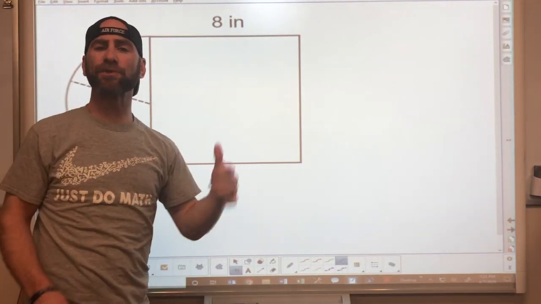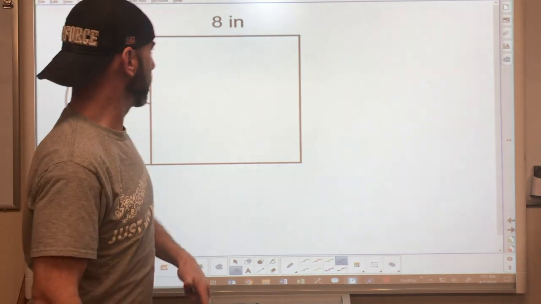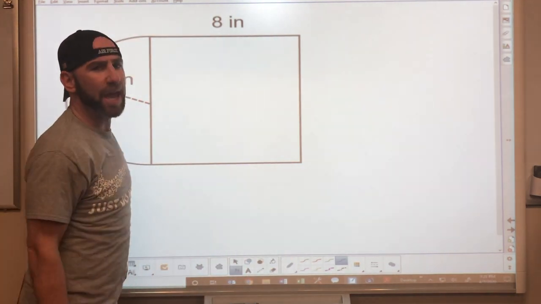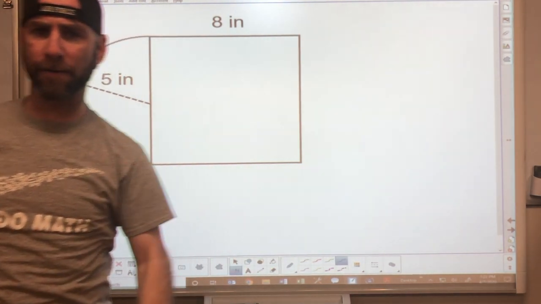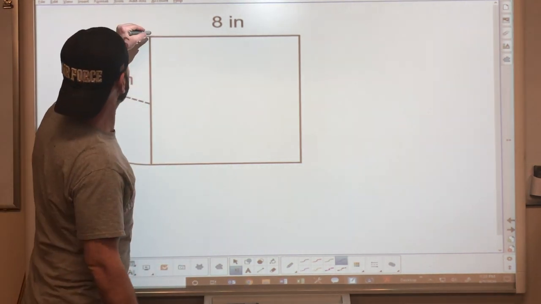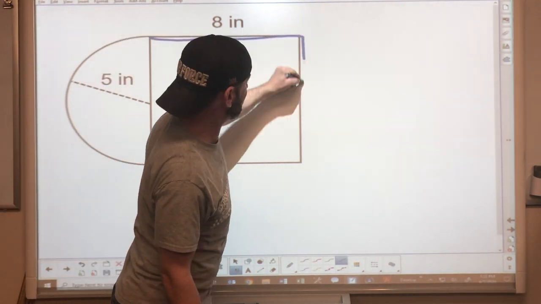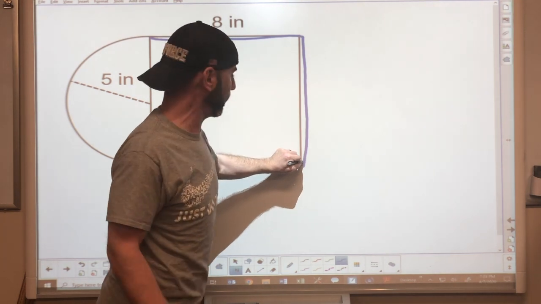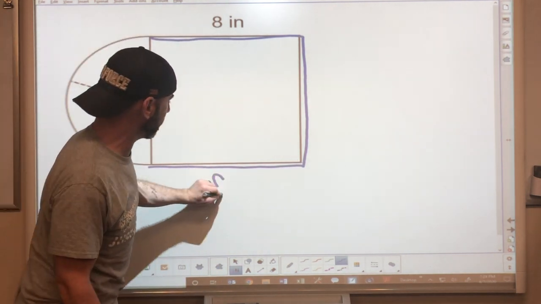Okay, give this a try on your own. I will tell you that this shape here is a square. Try it, perimeter. Okay, here we go. This is 8 inches there. This is 8 inches there because it's a square. This is also 8 inches there.